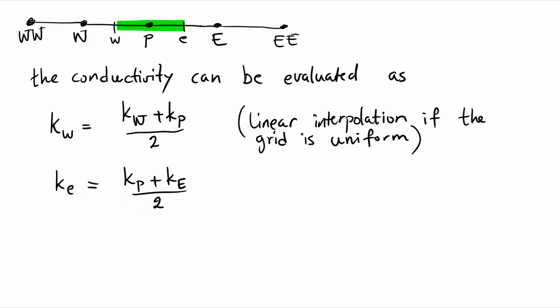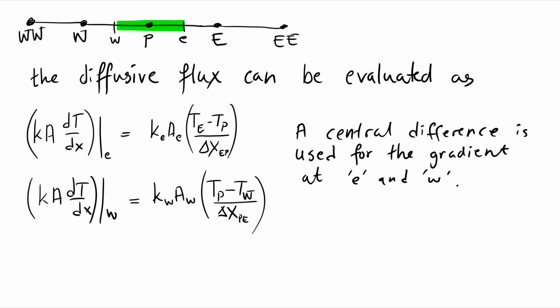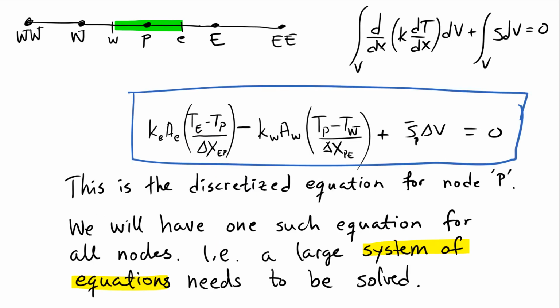Similarly for the east surface. The diffusive flux can be evaluated in the following manner. We have the derivative of temperature, and if we use a central difference of that derivative, then the numerical representation is the following. And we can use a central difference for the gradient at the east control volume surface as well. Finally, we arrive at the discretized equation for the node P, and this will create a very large system of equations that we need to solve in some manner in order to get the results.